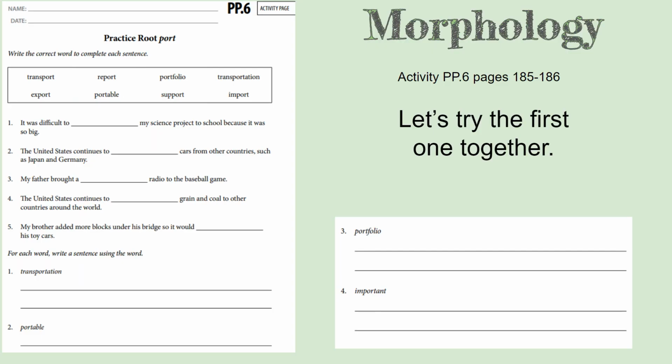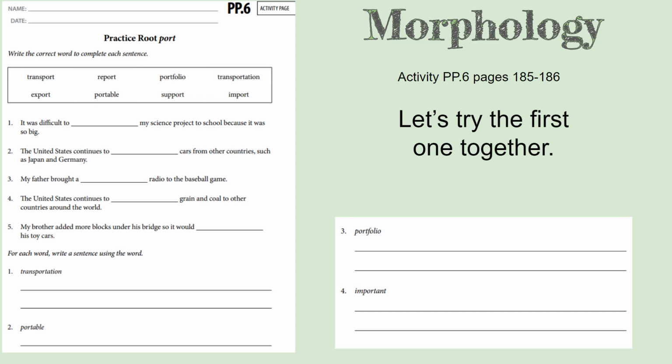So we would like you to take a look at page 185 and 186, pausing point 6. If you need a moment to pause the video till you get there, feel free to do so. So the directions say, write the correct word to complete each sentence. Your word bank is transport, export, report, portable, portfolio, support, transportation, and import. So you have 8 words there, 5 word blanks. So that means that 3 words are going to be left over. We're going to do the first fill in the blank together.